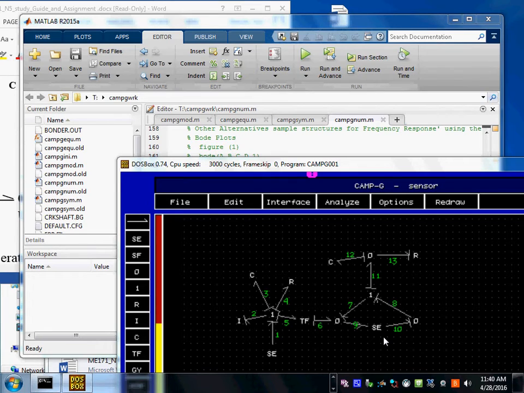Okay, so right now we have the bond graph model on the screen, and we also have the files that were produced from CAMG. The question is now, how do we relate this voltage on this capacitor to this input acceleration? The concept is pretty simple. The output that we are looking at is E sub 12, and the input is E1. So in order to do this, we need to specify the output.